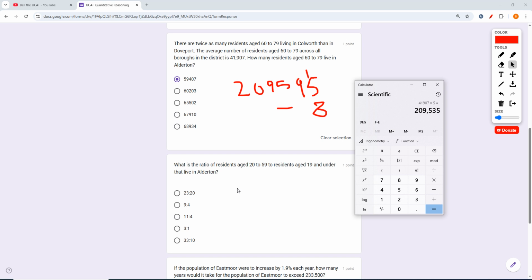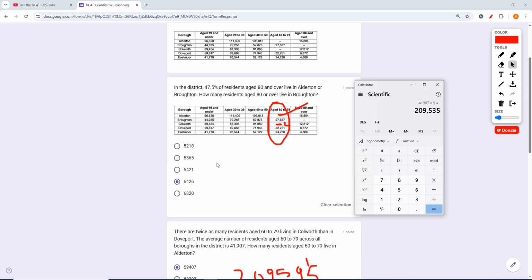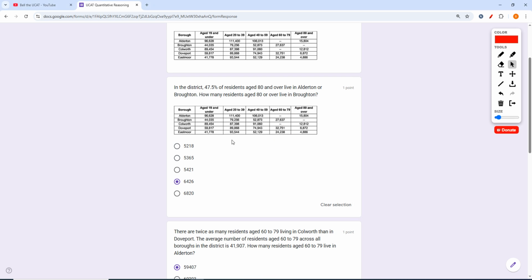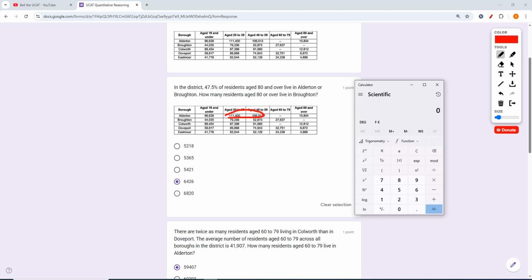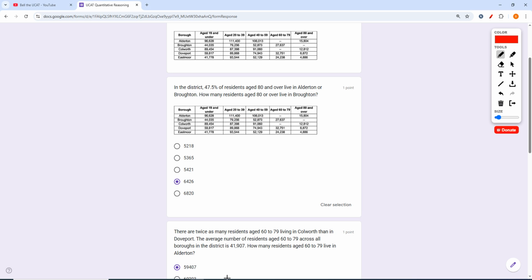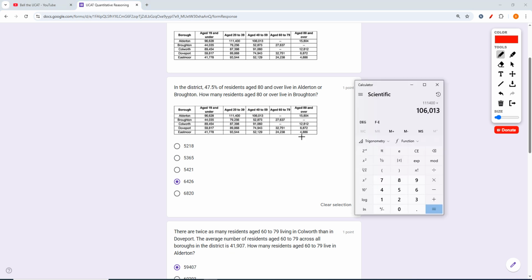20 to 59 to 19. 20 to 59. Get rid of all this. So we've got 20 to 59. All right, so I'm looking at 20 to 59. Add them all up together. So do I want 400 plus 106013? I hope it is. Yeah, it is. This is what we've got. Okay, 219. Can I divide that by 96628? Got it.